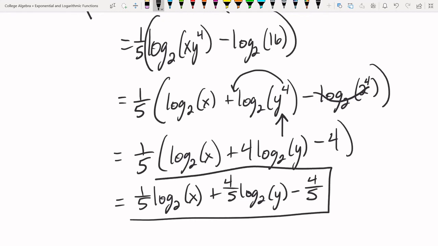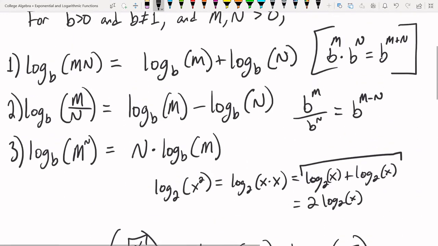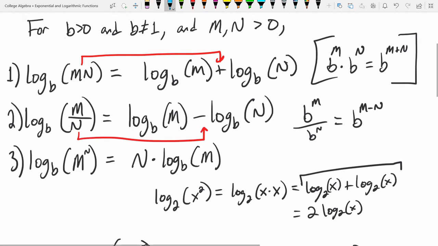And that's completely expanded. You see in both logarithms, there's only one single thing, x and y. And I can't do anything else in there. That's completely expanded. So I'm just using these properties, right? Multiplication goes to addition, division goes to subtraction, and we can move the power in front. Those are the properties that we're using there.